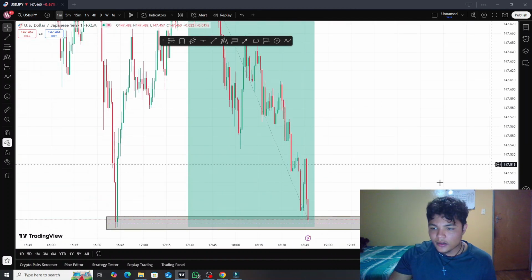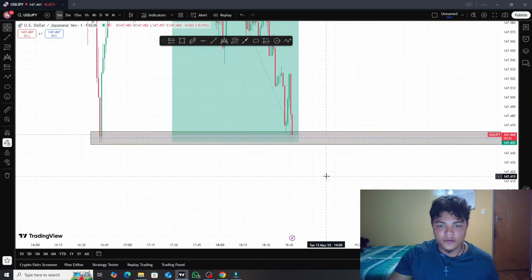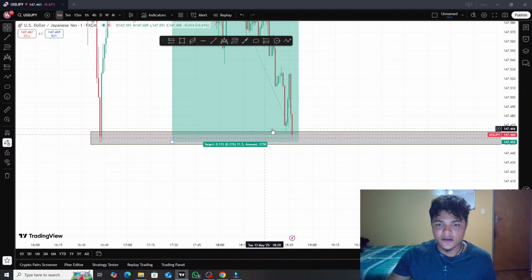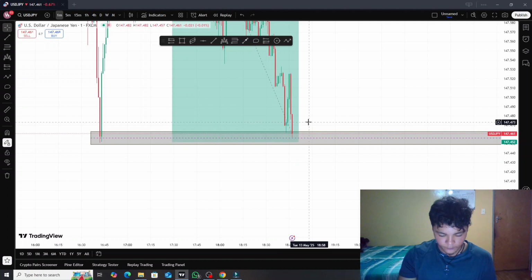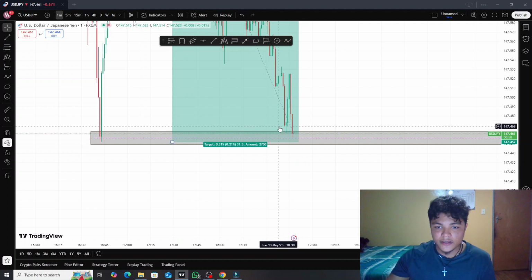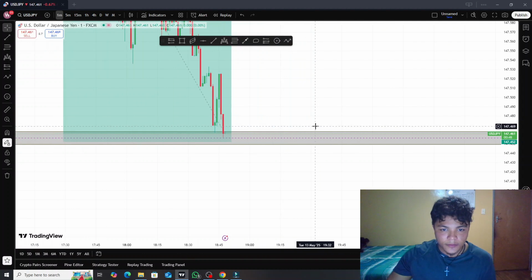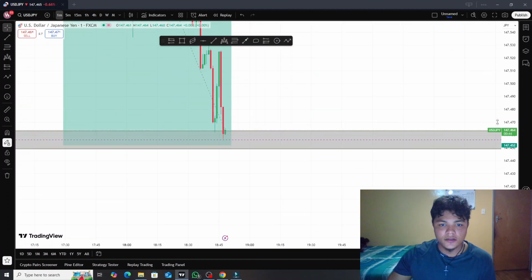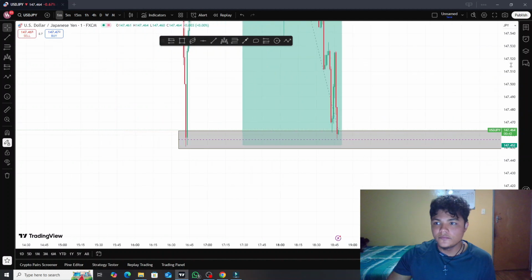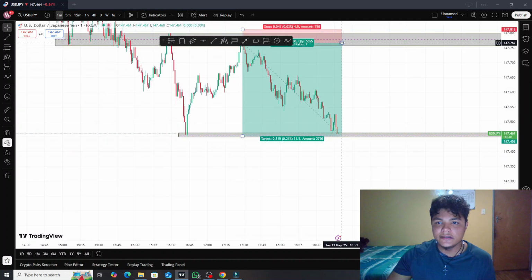Let's see how this candle closes, because then I might close my trade if this candle closes above this level. Okay, it didn't, but we are still in the trade. Come on, hit TP already, hit TP.